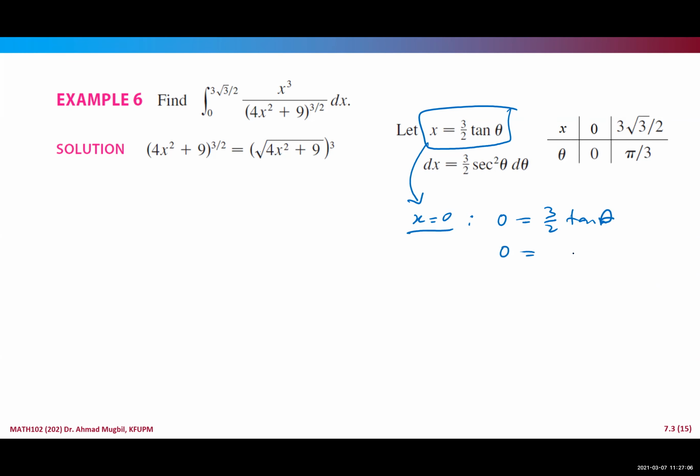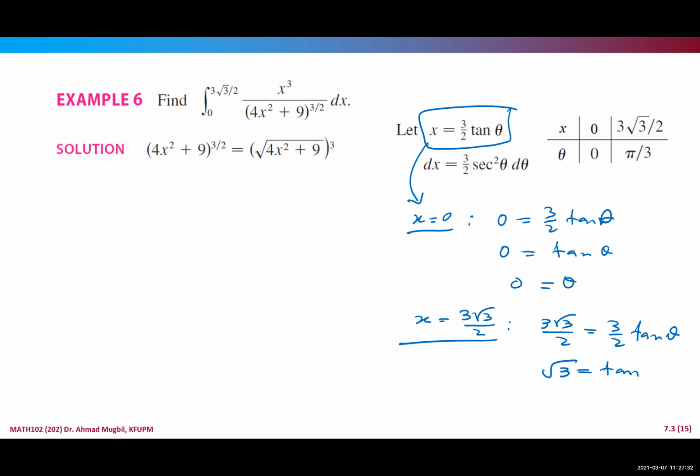Which means that tan theta is 0, which means that theta is 0. Now, if x is 3 square root of 3 over 2, we will have 3 square root of 3 over 2 equals 3 over 2 tan theta. Multiply both sides by 2, divide both sides by 3, and you will have square root of 3 equals tan theta.